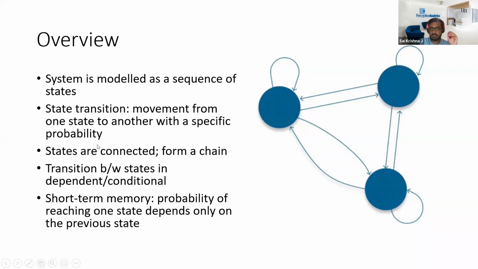This Markov chain is also called the short-term memory model. Why do we call it that? It is because the probability of reaching one state depends only on the previous state. For example, let us say this particular circle is S1, this circle is S2, and before S1, assume that there is one more state S0. The probability of going from S1 to S2 only depends on S1. It does not depend on S0. That probability depends only on the immediately preceding state and nothing further beyond that. That is why we call this the short-term memory model.